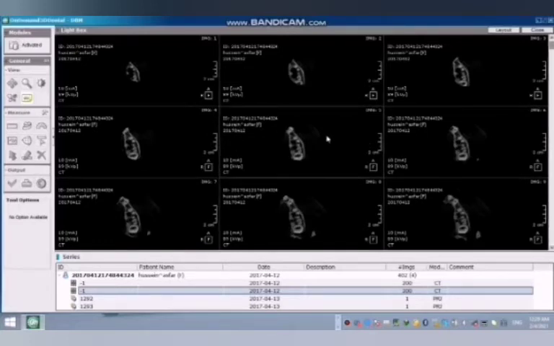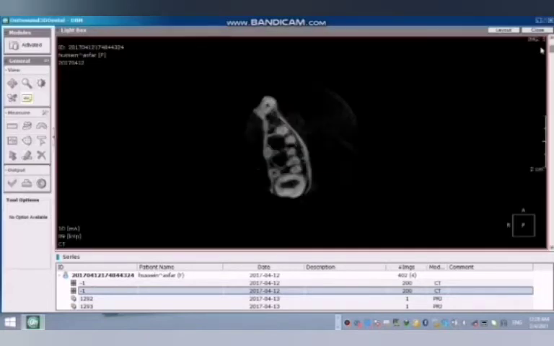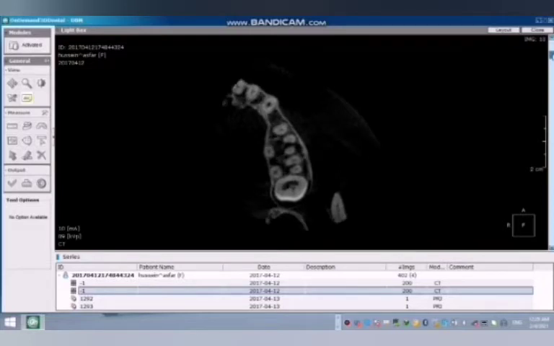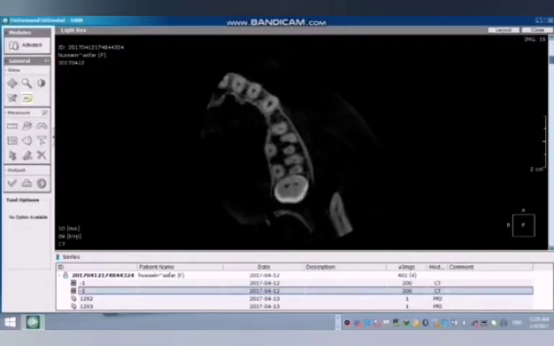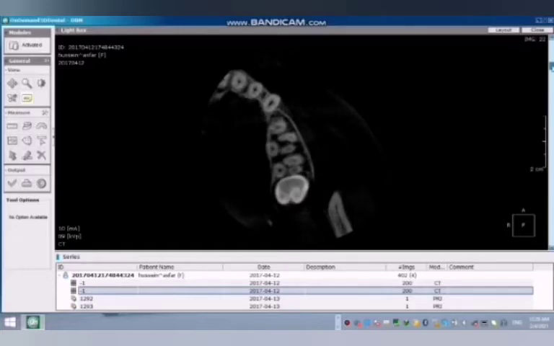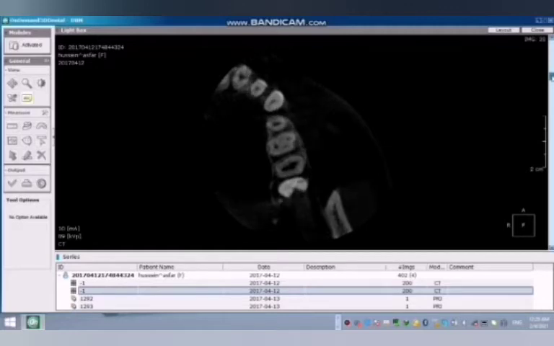I'll just click on any one here. Now here on the right I have a scrolling bar. While I click on it and move it, the slices will move in a downward direction. Okay, now we are in the upper jaw. Here are the roots of the upper teeth. I'm just looking on screen to find if we find any abnormalities.